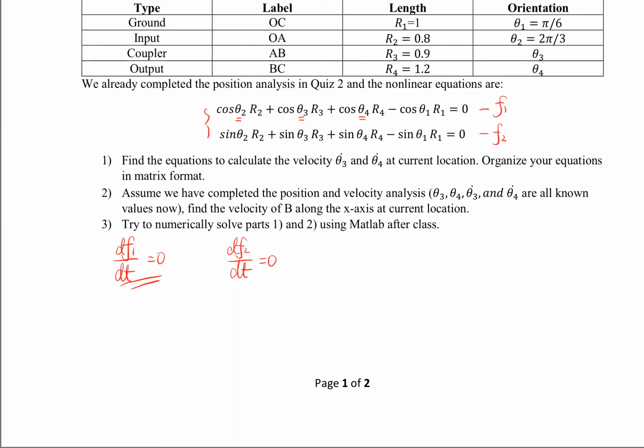So the first one is cosine theta 2. It becomes minus sine theta 2 times theta 2 dot. The way we get this is by using the equation: derivative of cosine theta with respect to t equals minus sine theta times theta dot. That's the relationship we need to use. And then for R2, using that equation, you can just copy and paste and find all the other derivatives.